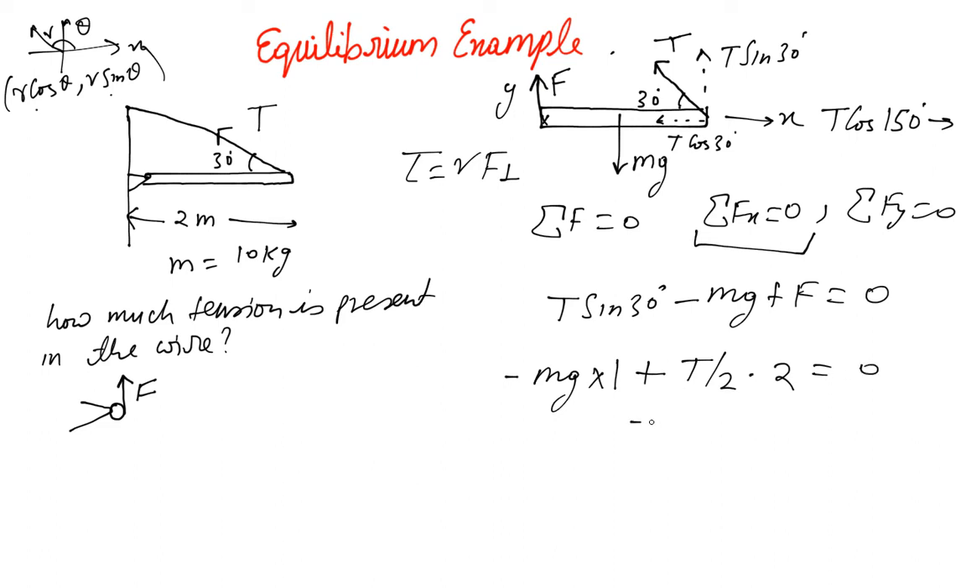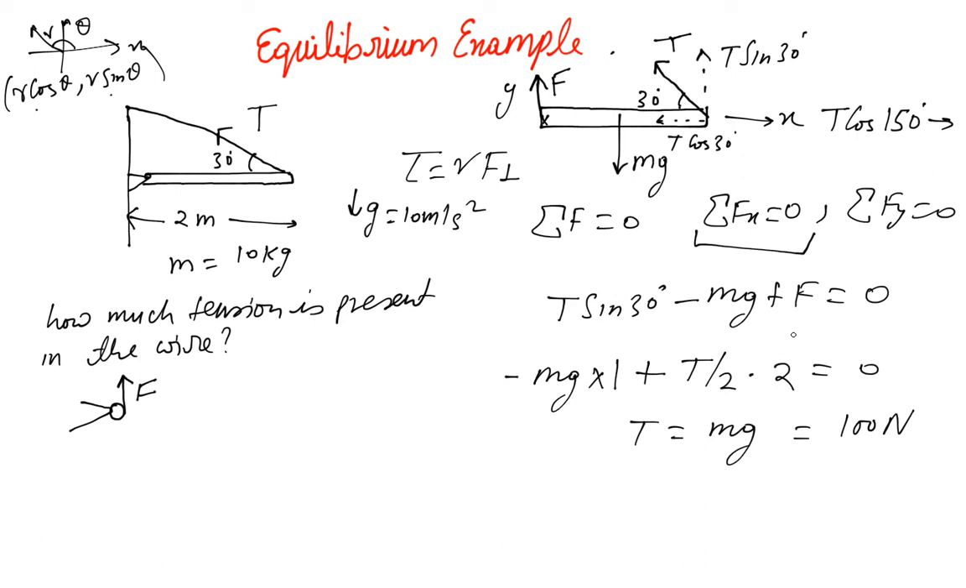What does that give? That gives T equals mg. So we know the tension. The tension is the same as mg, which is 100 Newton if you take g to be 10. Okay, so this is the tension.